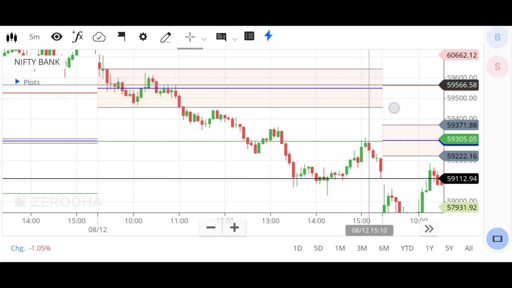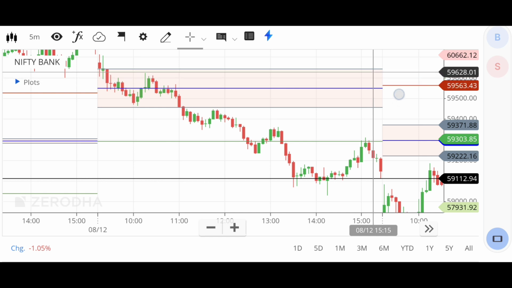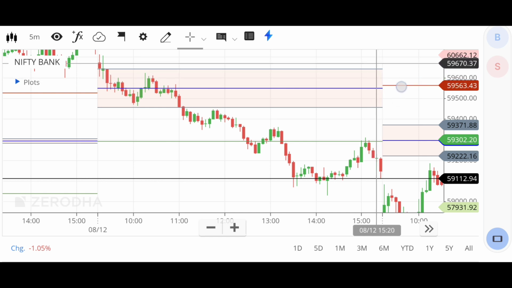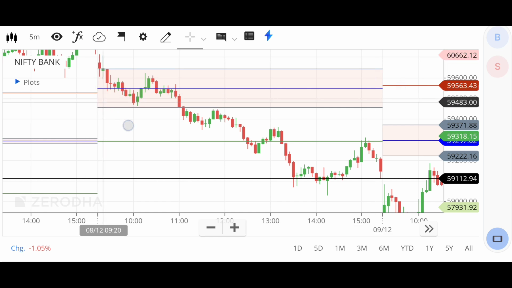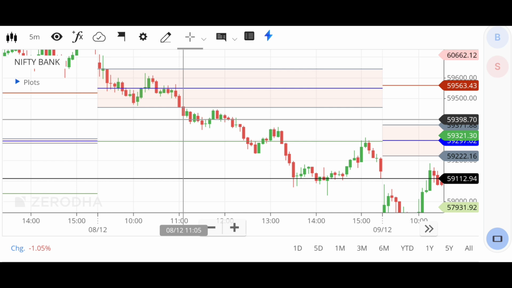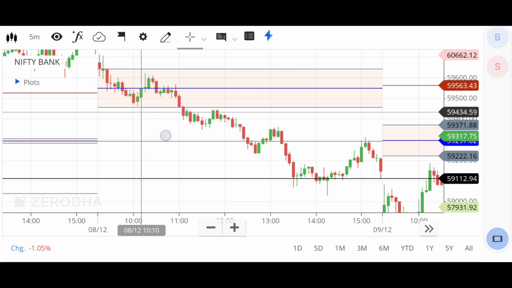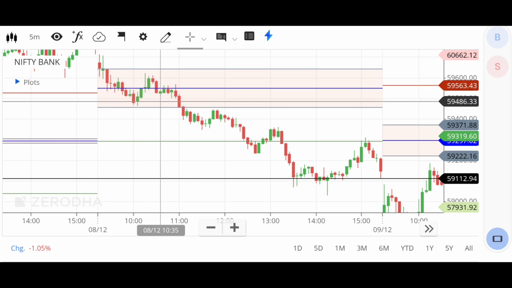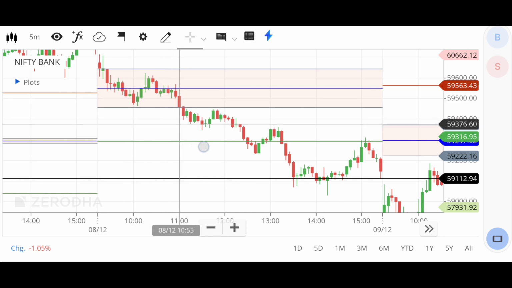Okay, so let me get back to the market's opening point. The market opened at 59,672 above the CPR. After the next candle, I mean the second candle of the day, it got into the CPR, and the market traveled inside the CPR until 11 a.m. And the CPR zone got broken at 11:05. Here you can see the market broke the CPR at 11:05.